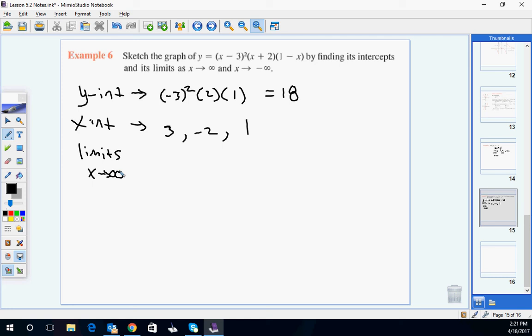All right, so limit as x goes to infinity. How can I figure that out? Well, infinity is a really large number. A really large number squared is positive or negative? A really large number plus 2, is that positive or negative? A really large number subtracted from 1. Positive times positive times negative, so what's that do? It's negative infinity. That's what's happening. It's falling. Does that make sense? And then do the same thing for negative infinity.